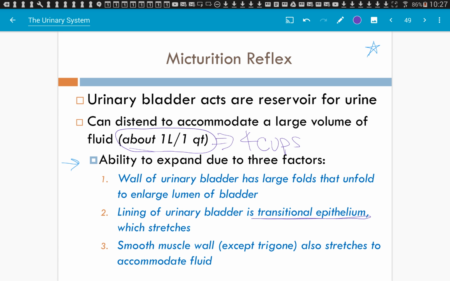And note it says the wall stretches except for that area of the trigone, that triangle. Oops, I'm drawing a bad triangle. That triangle from where the 2 ureters enter and where urine leaves via the urethra.